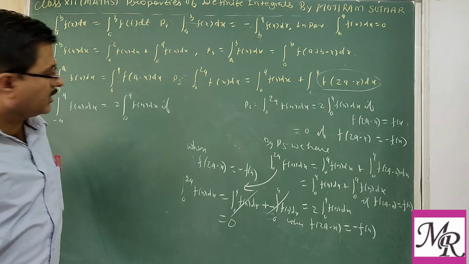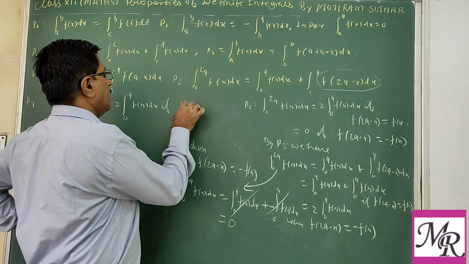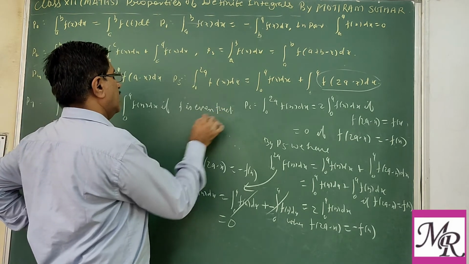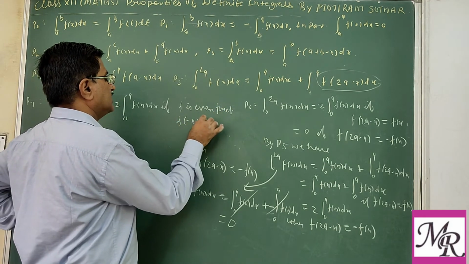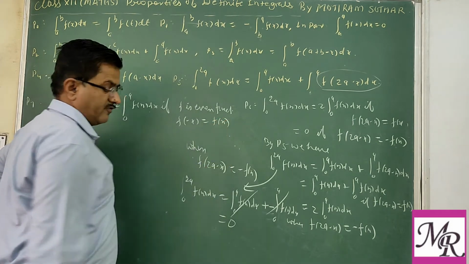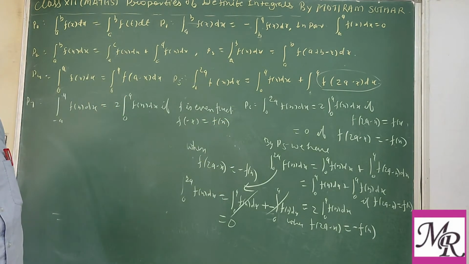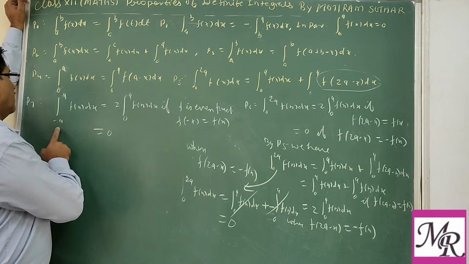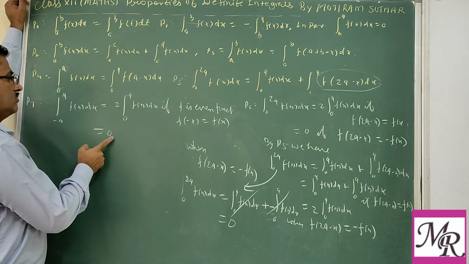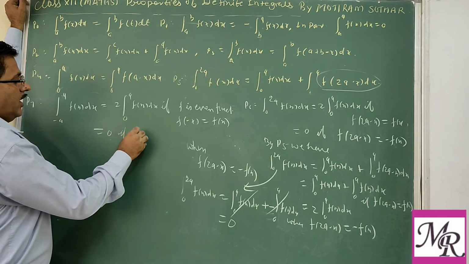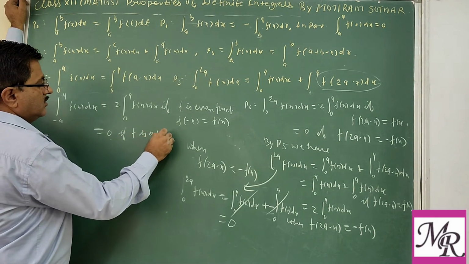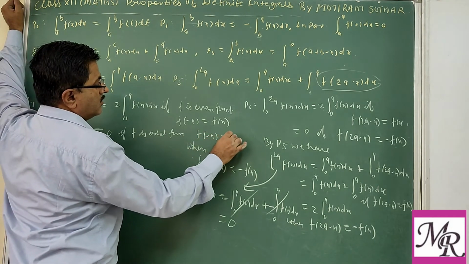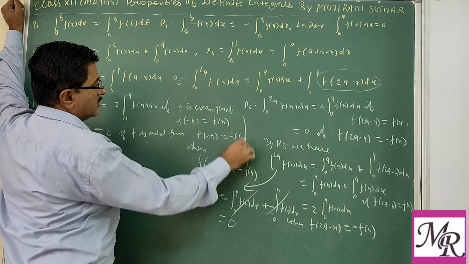So if f is an even function, in our classes you know the even function means f of minus x gives you f(x), that is known as an even function. And the value of the integral from minus a to a of f(x) dx will be 0 if f is an odd function. Odd function means f of minus x equals minus f(x).